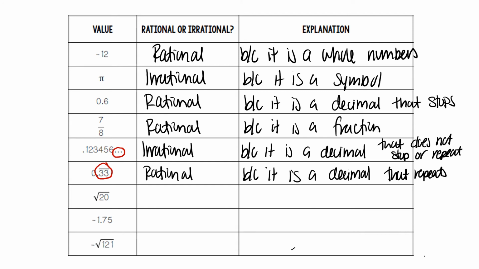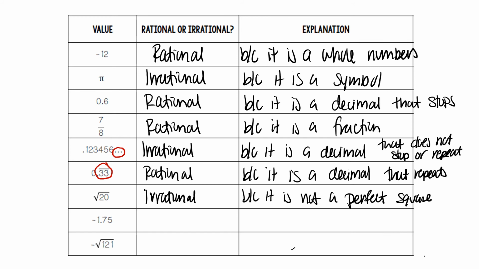The next example is the square root of 20, which is irrational. It is irrational because it is not a perfect square. We just finished learning about the 15 perfect squares. The closest perfect square would be the square root of 25. We can solve the square root of 25. We cannot solve the square root of 20, so it is irrational.